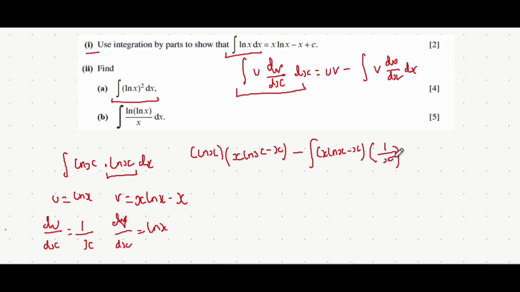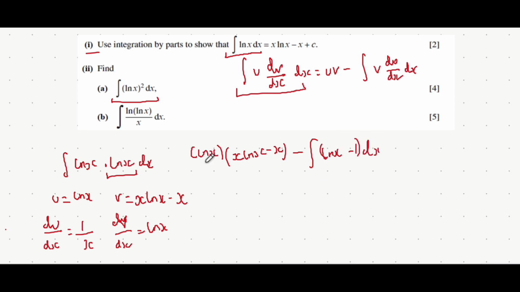So because you're multiplying by 1 over x, you can actually divide each individual term by x. You're able to do that. And that leaves you with just ln x minus 1, all multiplied by 1, which is just ln x minus 1. So let's replace this with ln x minus 1 then. ln x minus 1. We're almost there now.